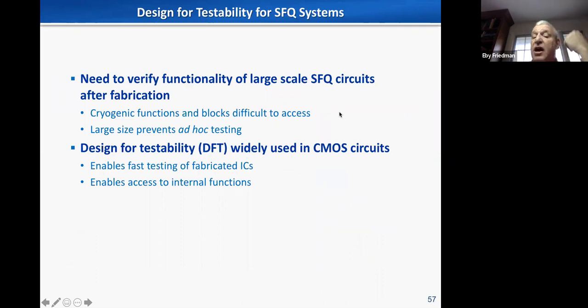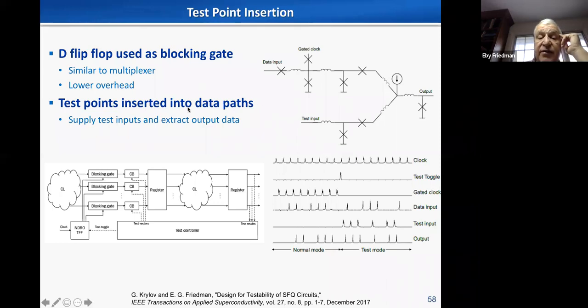We want to have access, controllability, observability. These are the key issues in the area of DFT for SFQ. And so we've built a variety of different test point insertion techniques. We've used deflip blocking gates. And so we've created a methodology.